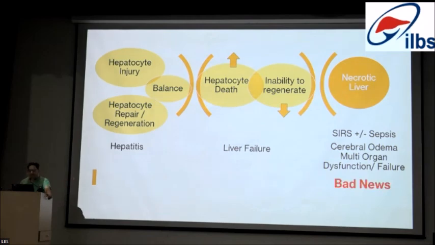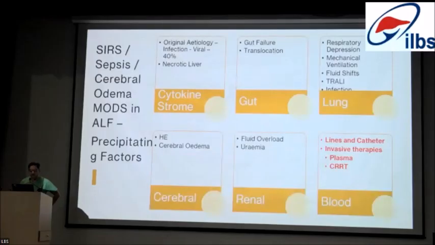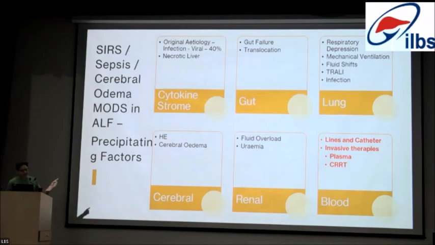But that's where the bad news comes in terms of what will happen to the patient later on. And when we look at the mortality driving factor, this is cerebral edema and SIRS sepsis, which are actually entangled together. They actually enhance one another. Once you have SIRS sepsis, there is high risk of developing cerebral edema. And if you have cerebral edema, then there is a high risk of developing SIRS and sepsis as well. And what are the factors which precipitate this?